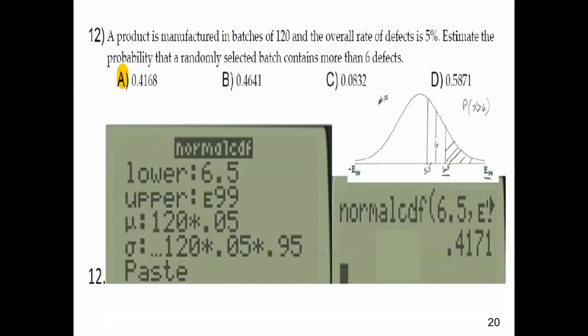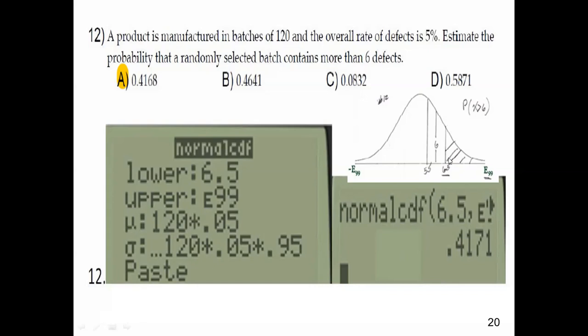Let's see, product manufacturing in batches of 120. There's my n value. The overall defect rate is 0.05. Here's your p value. Find the probability a batch contains more than 6. Well, that translates to x bigger than 6. More than 6 does not include 6. First of all, more than means I'm going to my right. Things are getting larger. Here's my 5.5, here's my 6.5.